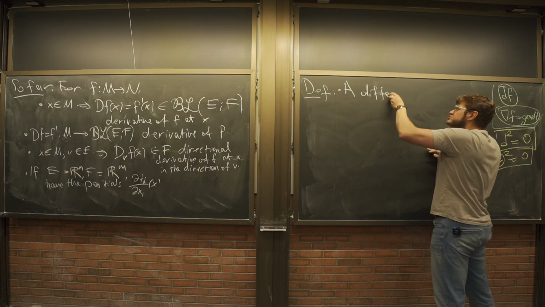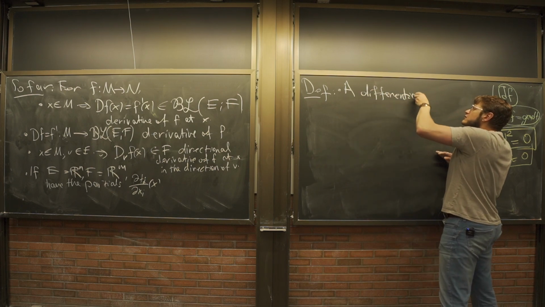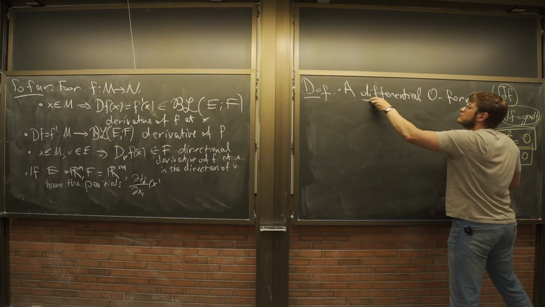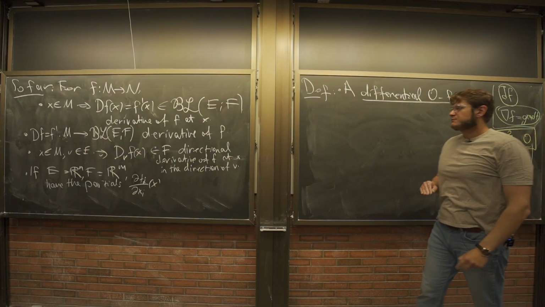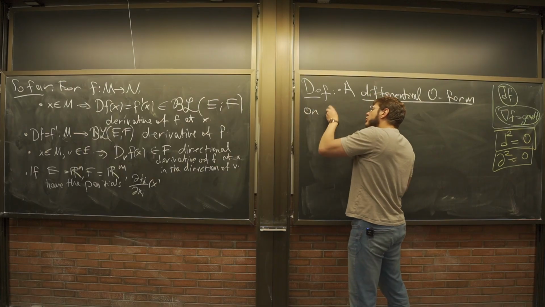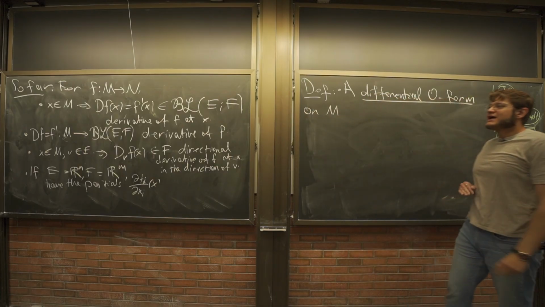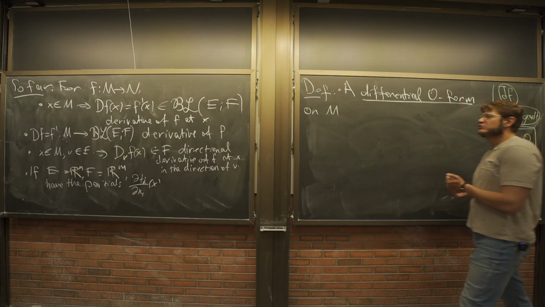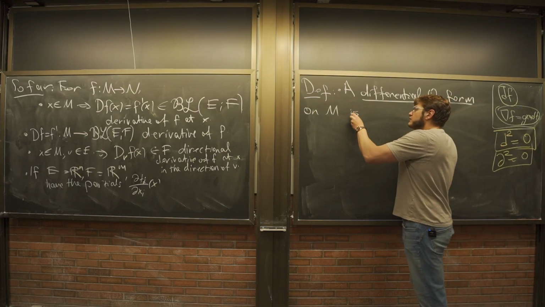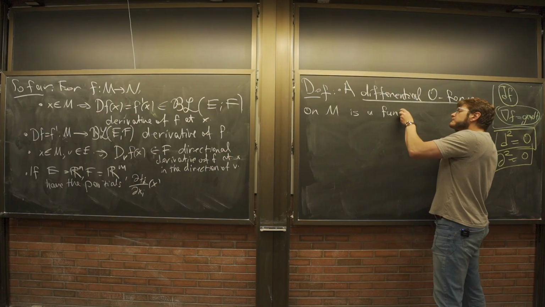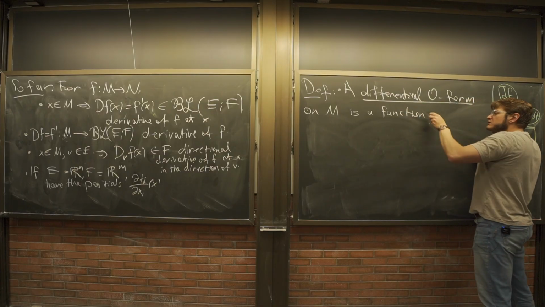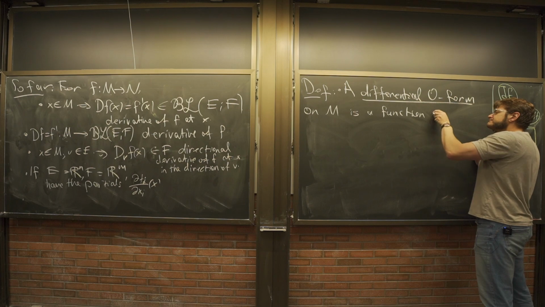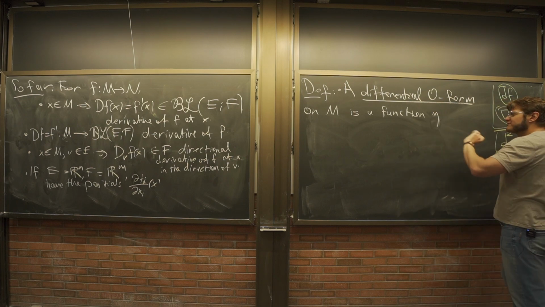A differential 0 form on M is nothing but a function on M taking real values. It's a scalar valued function on M. Let's denote it by beta. I don't want to call it f.